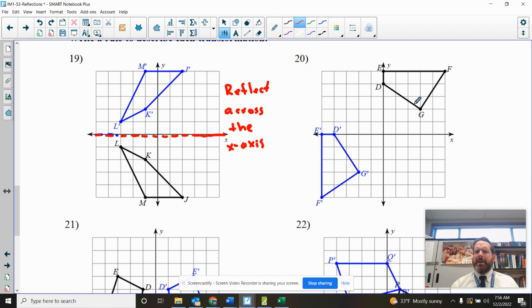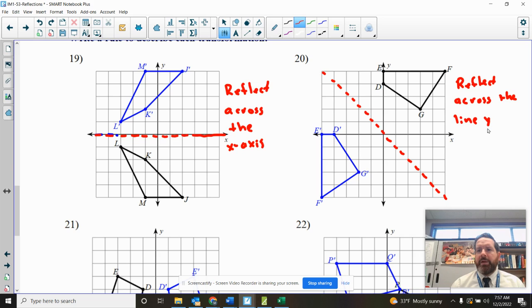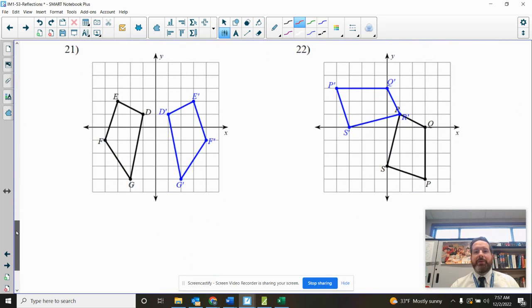Now this one, it's not an up and down flip, or else the image would be down here. It's not a left and right flip, or the image would be over here. It's instead a diagonal flip. That means that we have a diagonal line of reflection. Yeah, that looks pretty good. It's the same thing on both sides of that line. So this is a reflection across the line, y equals negative x. Negative x because it's diagonal going downward at that 45-degree angle.